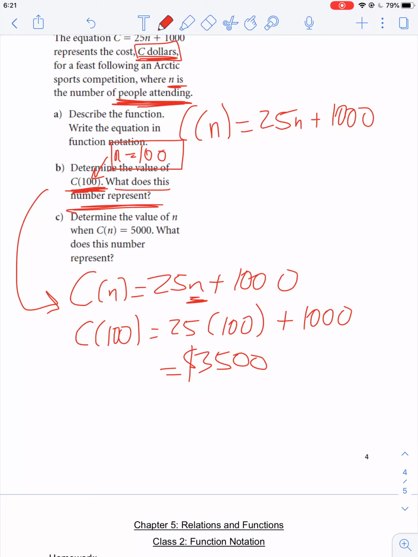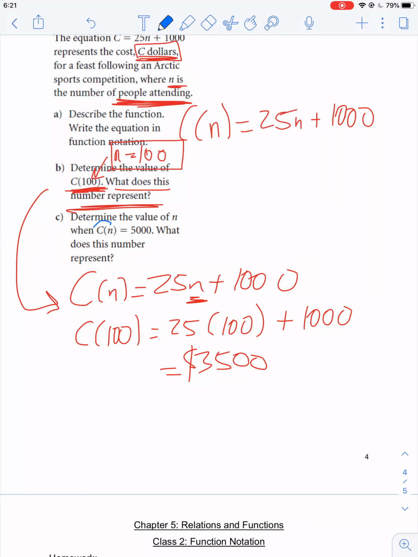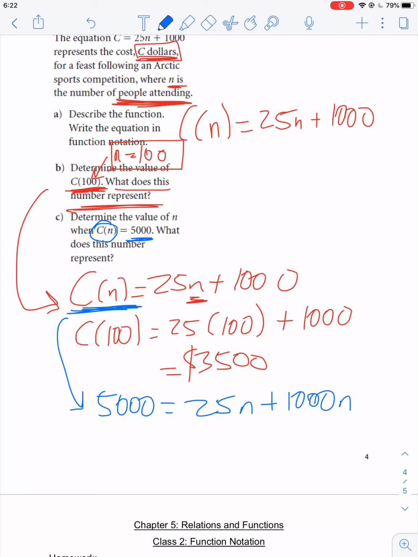Okay, now this question. I'm going to use a different color for this. So here they're telling you that C of N is 5,000. That means I have to replace C of N, which is here, by 5,000. So that means the cost is 5,000, and I want to know, if the cost is 5,000, how many people attended this sports competition, if the cost for the feast was $5,000.